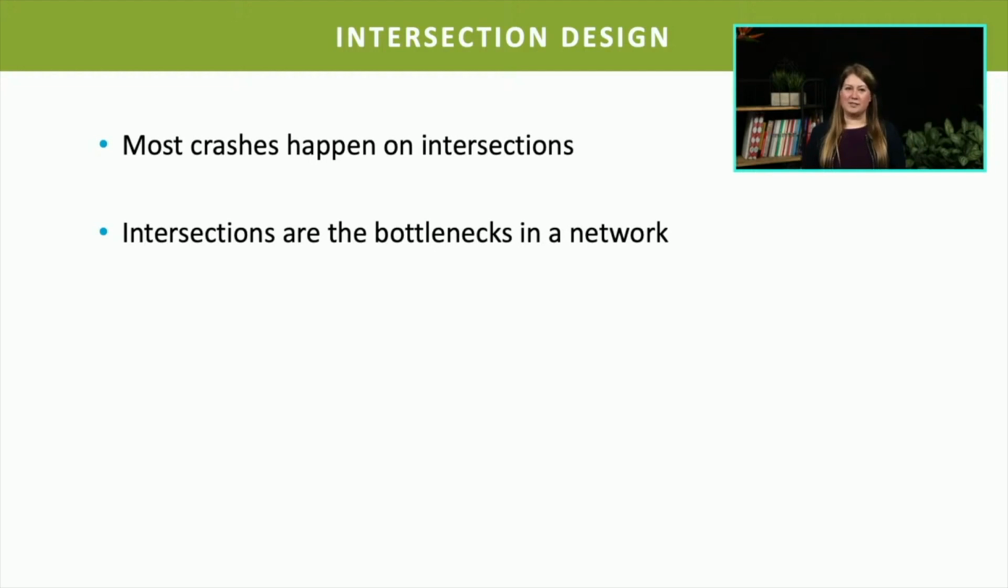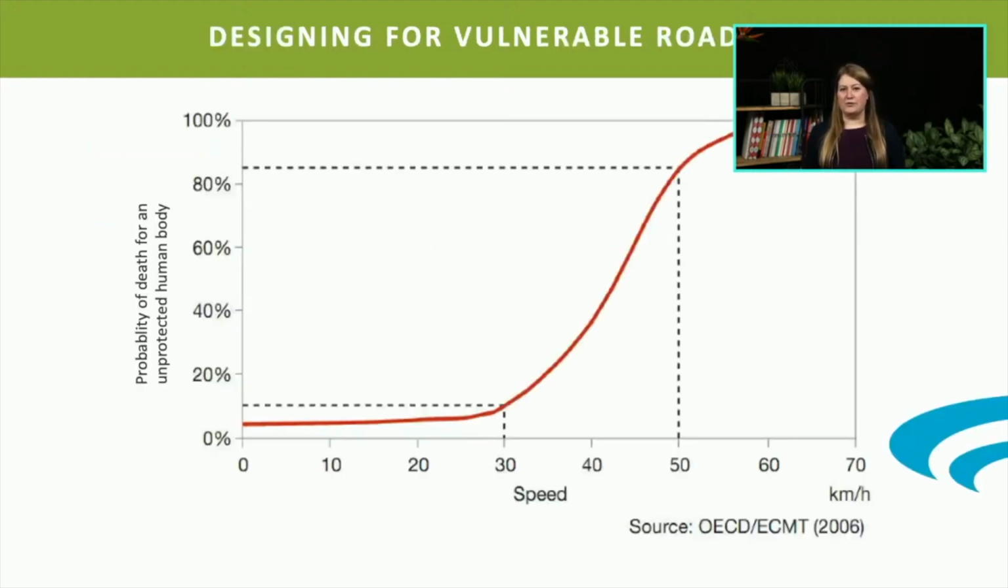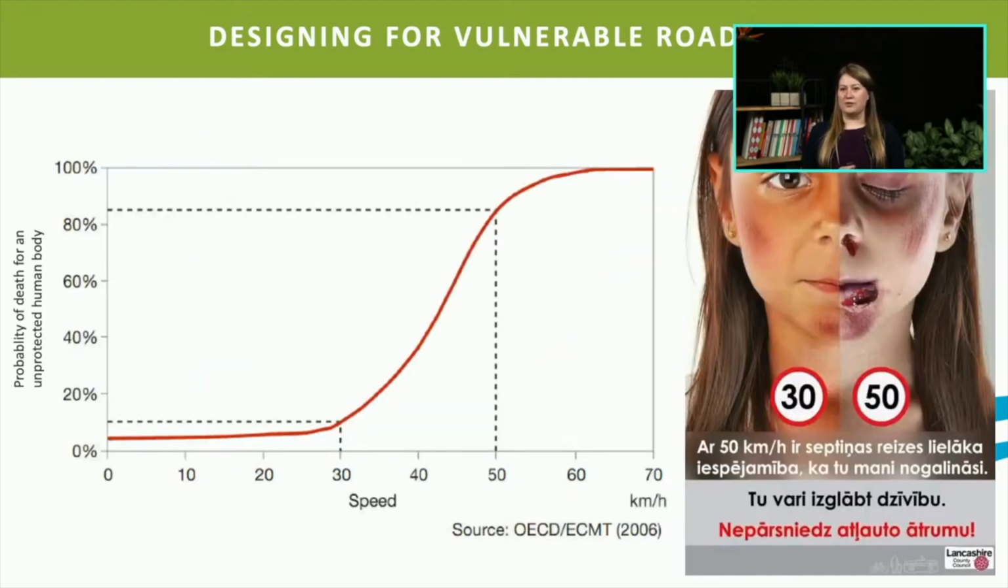And if you want to design them safely for all modes, you really have to look at the most vulnerable road user. So for cyclists and pedestrians, the difference in speed between a vehicle and a pedestrian or a cyclist is way too big in a 50 kilometers per hour zone, while in 30 kilometers per hour, the probability of death is extremely lowered. So it's an exponential growth for probability. So the difference between 30 and 50 kilometers per hour can actually mean injured or death.